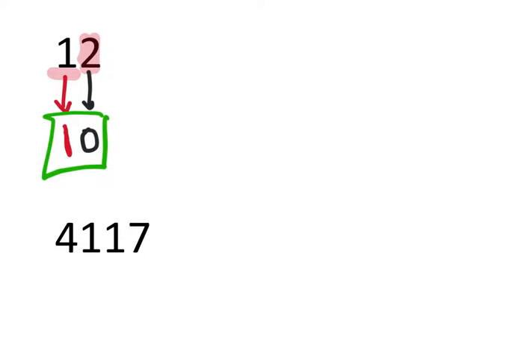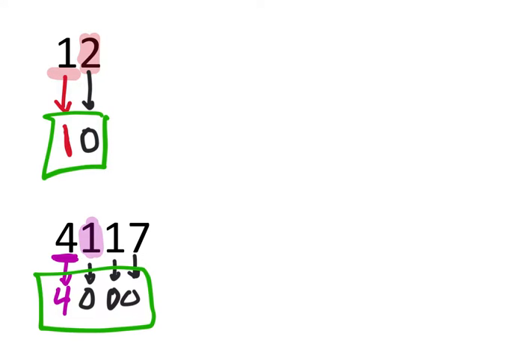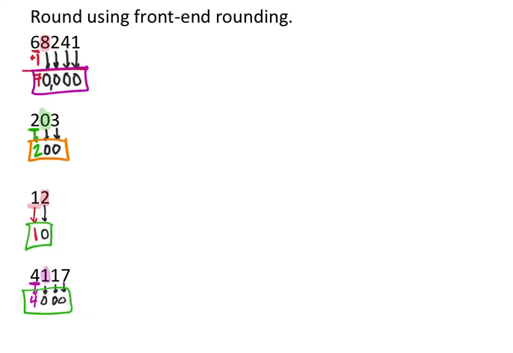Then 4,117, again, the front end is the 4. It's the digit farthest to the left. That's in the thousands place value. Immediately to its right is a 1. Okay, that 1 is in the hundreds place value. Since it's less than 5, the 4 is going to stay the same as 4, and then all the other place values will become zeros. So this ends up being 4,000. All right, and that is front-end rounding.